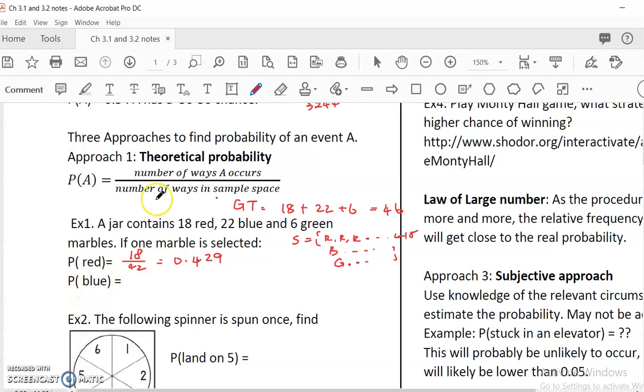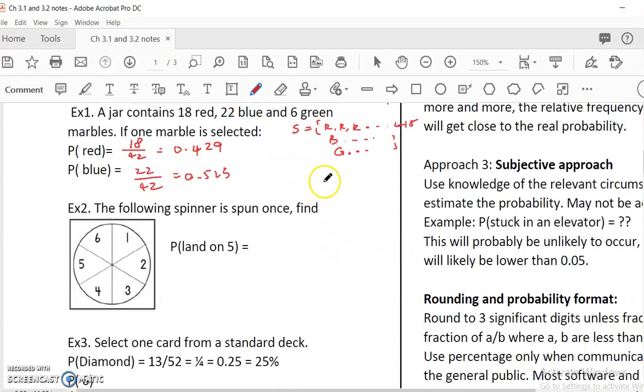What about the probability of getting a blue? The number of ways that blue can happen is 22, because if I look at the sample space, there's 22 blue. And what is the total sample space number? That's 22 over 46, so 0.478. And you can see that it's more likely to get blue than red because there are more ways that blue can happen. Okay, so that is, in a nutshell, how you do theoretical probability. You just look at the number of ways that you can get this favorable outcome or successful outcome.